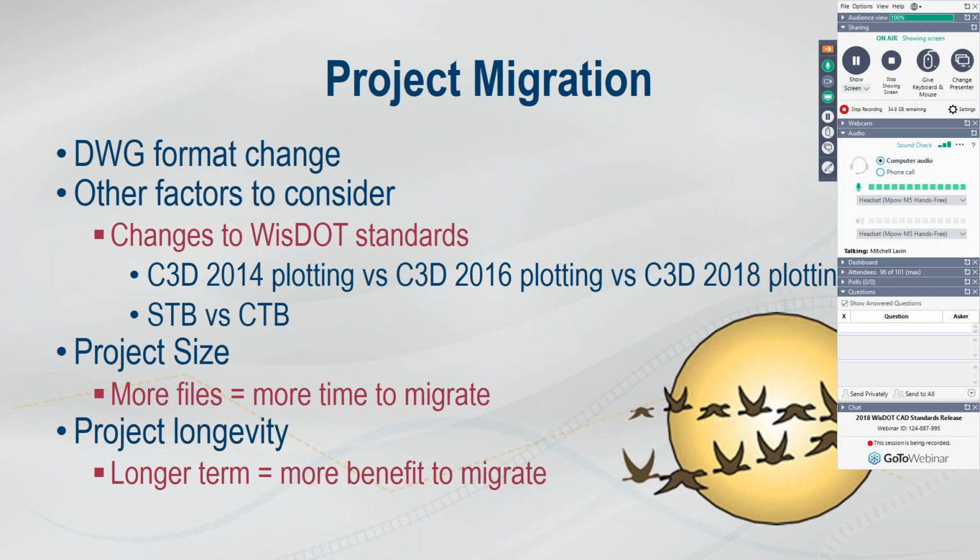Those of you who have migrated a project from Civil 3D 2012 to Civil 3D 2014 have probably experienced this. On the other hand, if the next version of Civil 3D uses the same DWG version as your project's current version of Civil 3D, project version migration tends to be simpler. In the case of moving from Civil 3D 2014 to 2016, you could upgrade as you go.